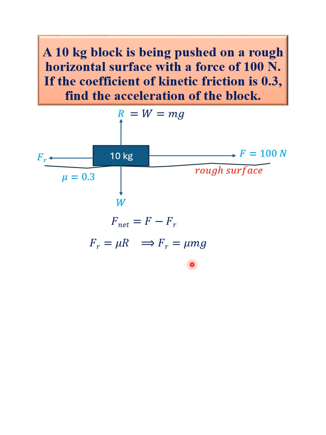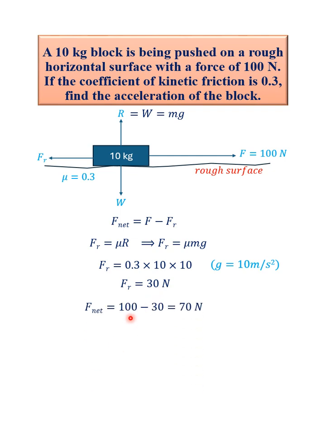Now it's getting interesting. Let's plug in values. Fr will now be equal to 0.3 for mu times 10, the mass, times 10, what we are taking as acceleration due to gravity for this question, approximately 10 meters per second square. Multiply these values and you're going to get 30 Newton. So the opposing frictional force is 30 Newton. The net force, therefore, will be 100 minus 30 because it is the difference, and that is 70 Newton.